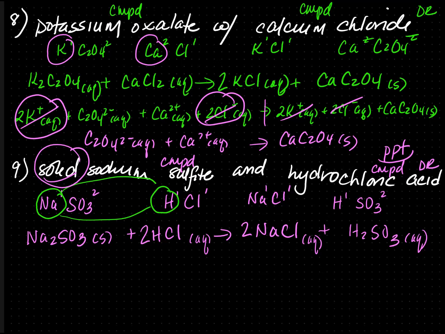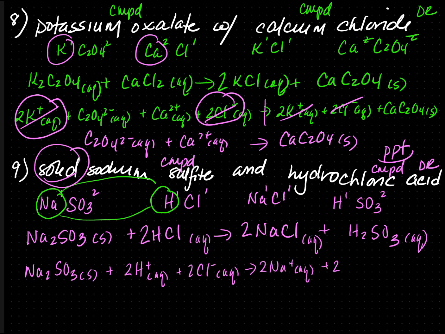We break down everything that is aq except for weak acid. So this is Na2SO3 solid, because it told us it was a solid. This is a strong acid, so 2H+ aq plus 2Cl- aq yields 2Na+ aq plus 2Cl- aq. Sulfuric acid is strong, but sulfurous acid is weak. It does not break down. H2SO3 aq. So now we cancel everything that's exactly the same on both sides. So we just wrote our complete ionic equation.